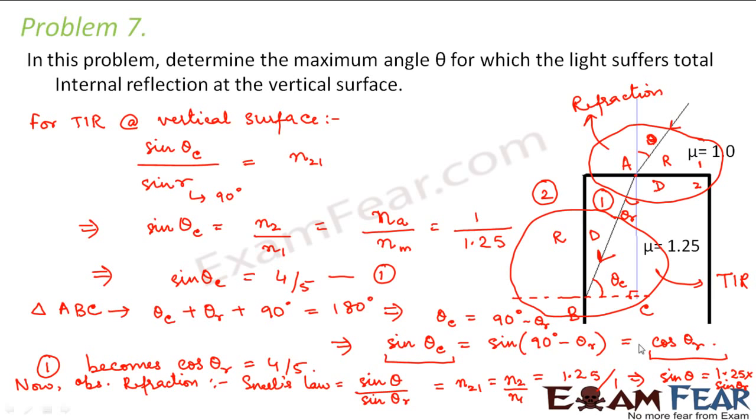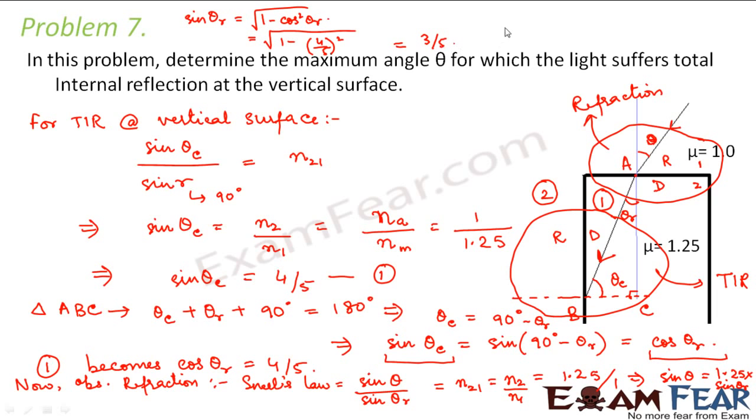So what is sine theta r? We know cos theta r is equal to 4 by 5, so we can calculate sine theta r. Sine theta r would be equal to root over 1 minus cos square theta r. Why so? Because sine square theta plus cos square theta is equal to 1. So sine theta r would be equal to root of 1 minus 4 by 5 whole square. So sine theta r comes out to be 3 by 5.